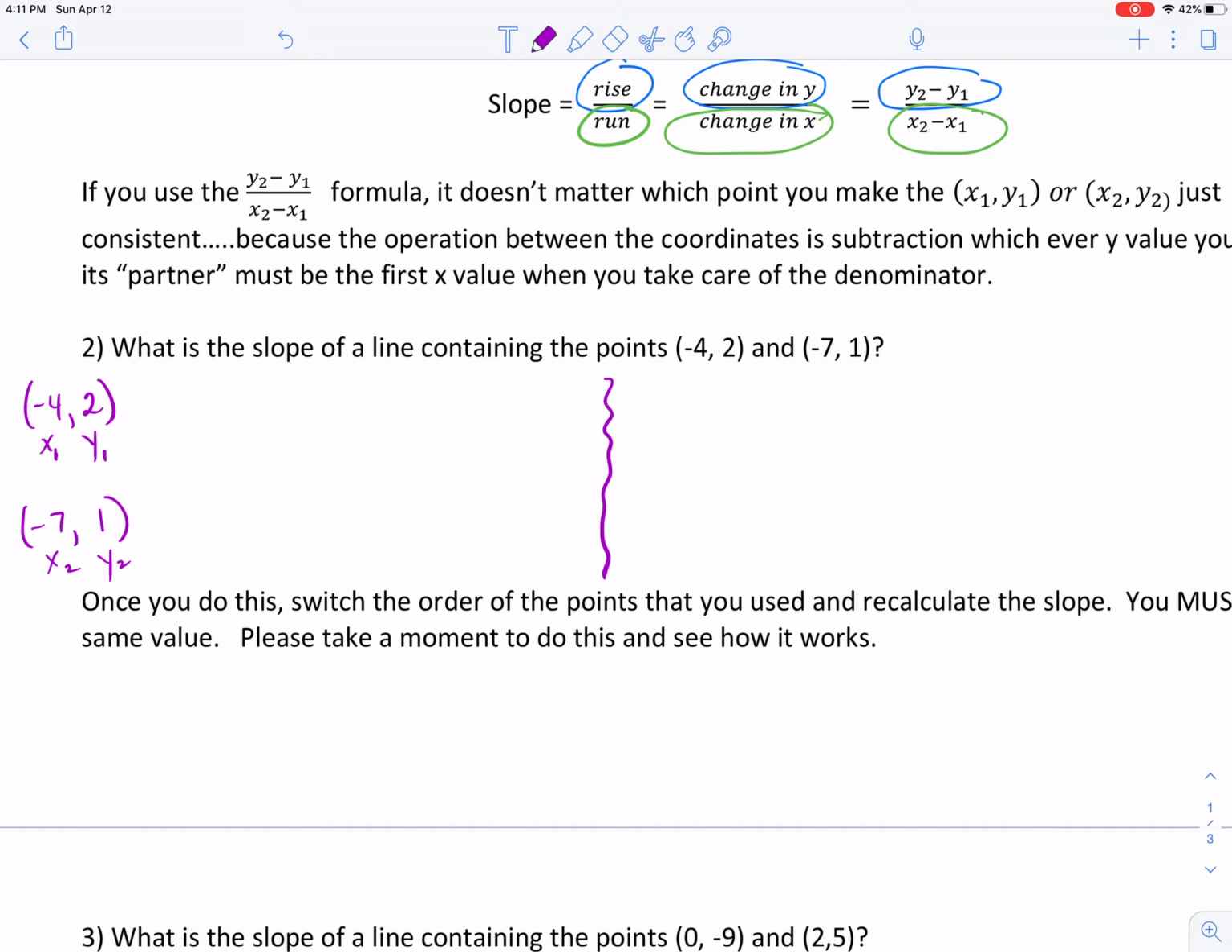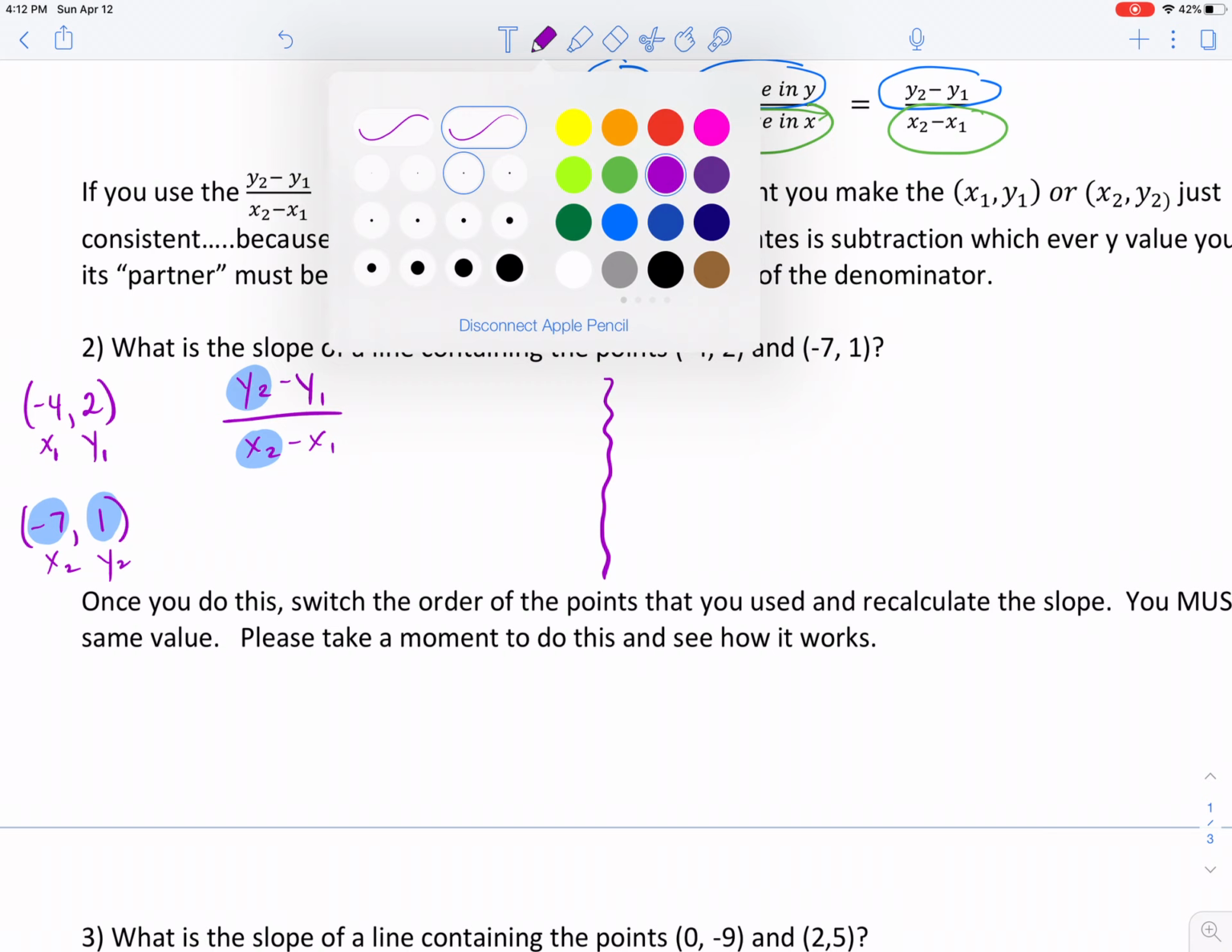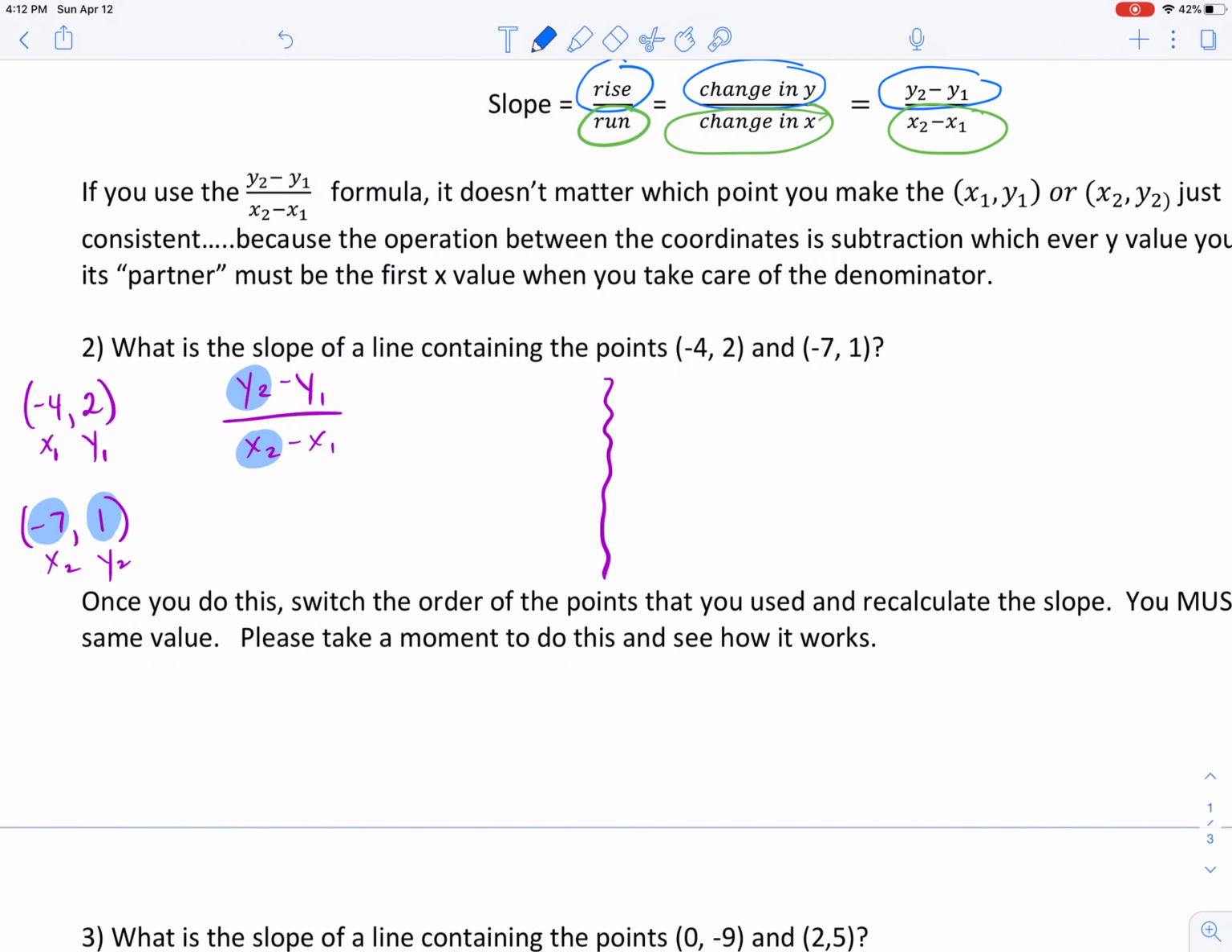So to use the slope formula, I'm going to subtract the y's and then subtract the x's. So on top and bottom, I start with the subscript of 2. So the 1 is going to go first on top, which means the -7 has to go first on bottom. That's what's so important when you're plugging in. So y2 is the 1, minus the y of the other point, which is 2. x2 is the -7, and x1 is the -4.